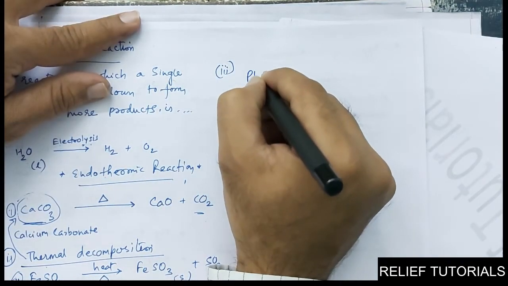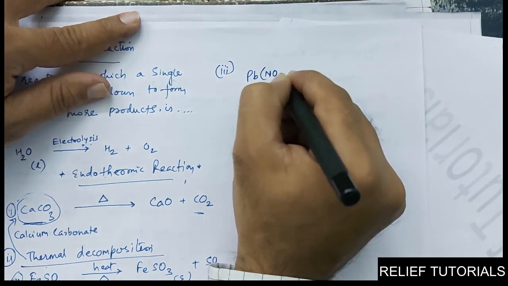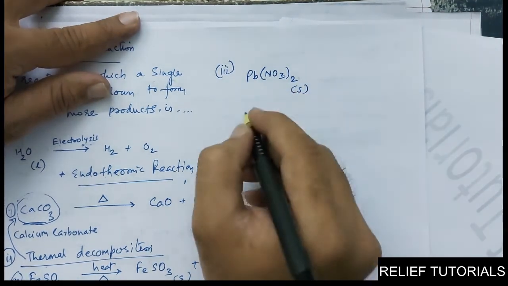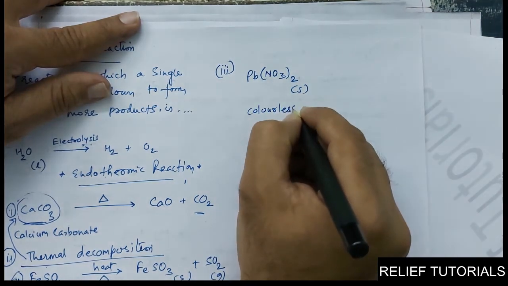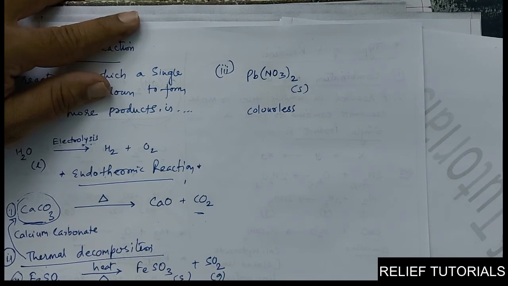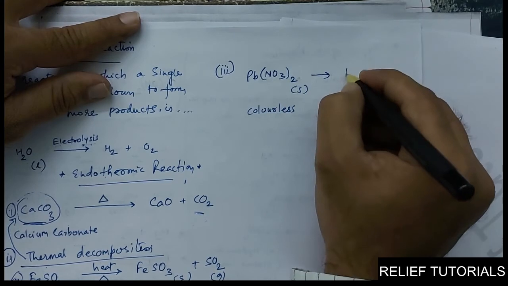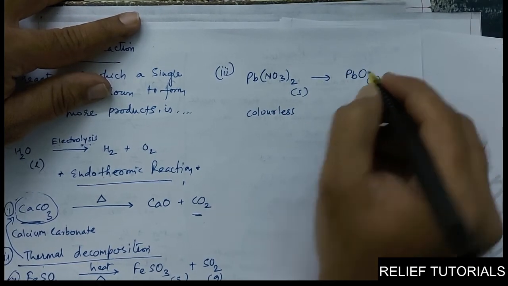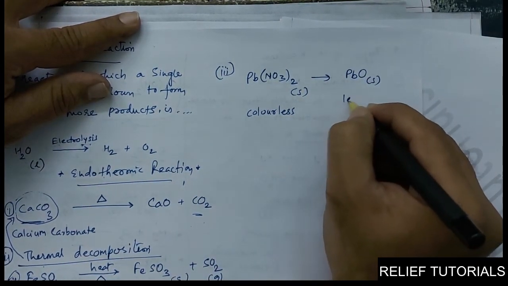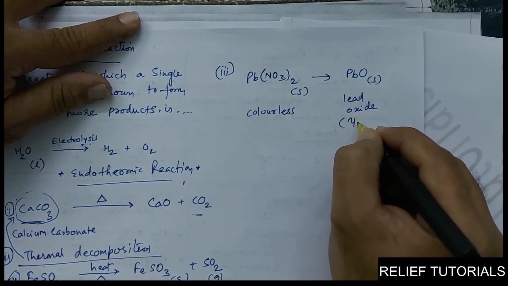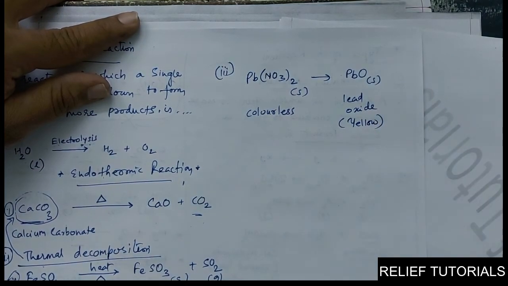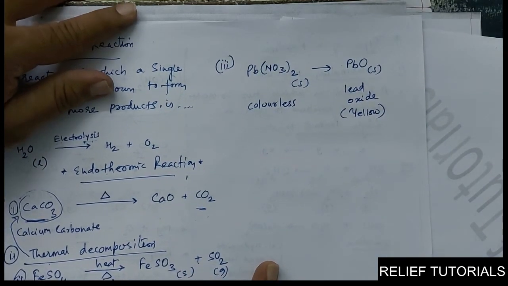Formula for lead nitrate is Pb(NO3)2 in the solid state. Normally this lead nitrate piece is colorless. When it is heated strongly, it forms PbO, solid state, lead oxide, and it is yellow colored. See, colors can be asked in the exam, so you have to remember these colors.